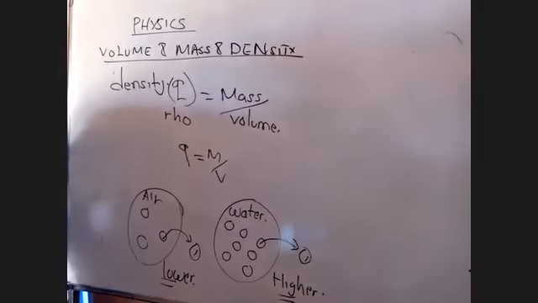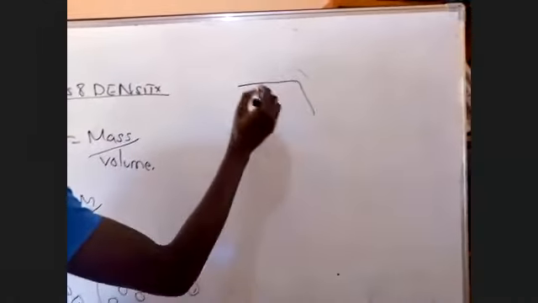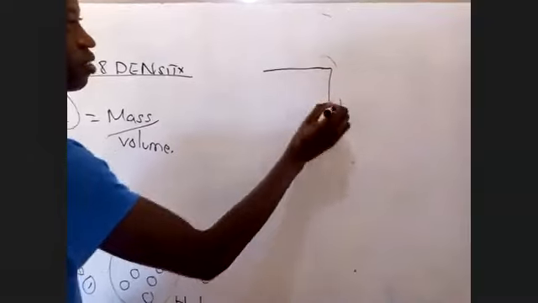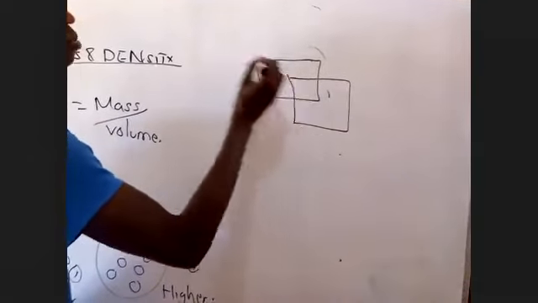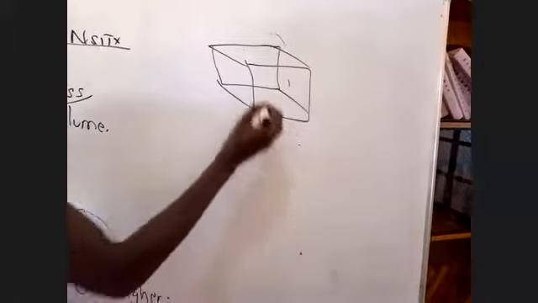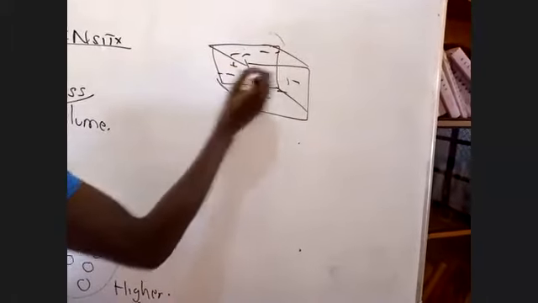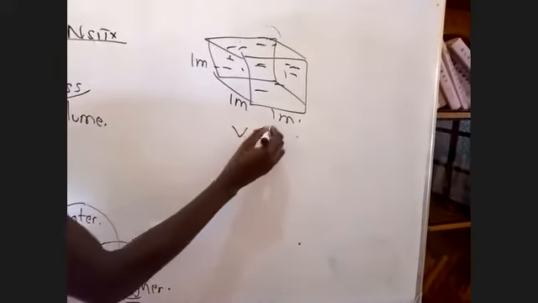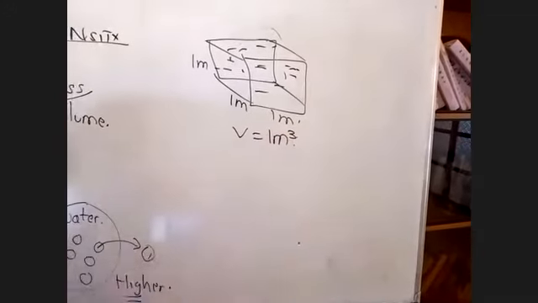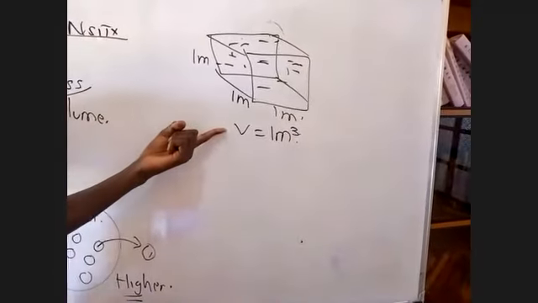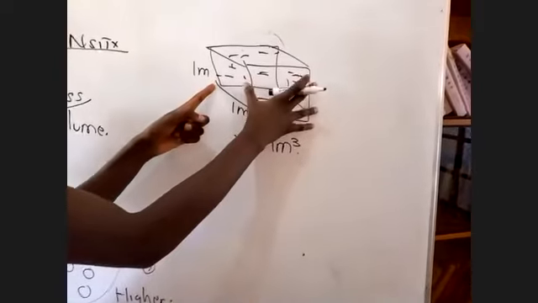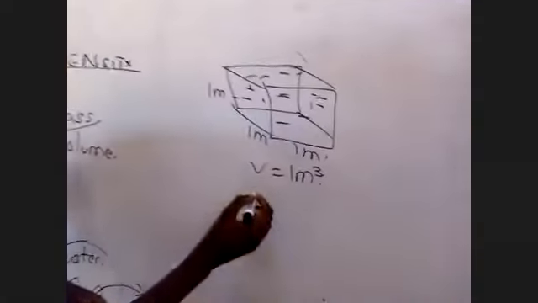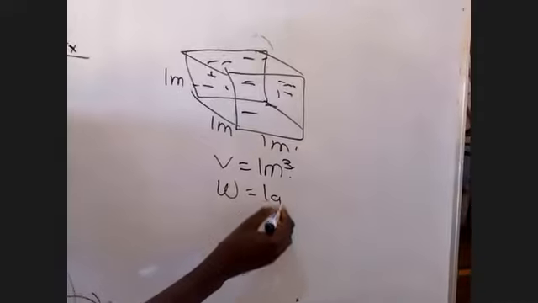Finally, I want to show how the density of water was determined. Somebody had a container in the form of a cube, filled with water. The container measures 1 meter by 1 meter by 1 meter, so the volume of this container was found to be 1 meter cubed. We have already calculated this. Then the weight of this cube was measured using a spring balance.